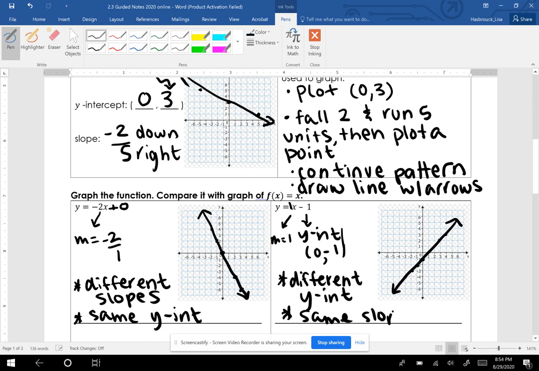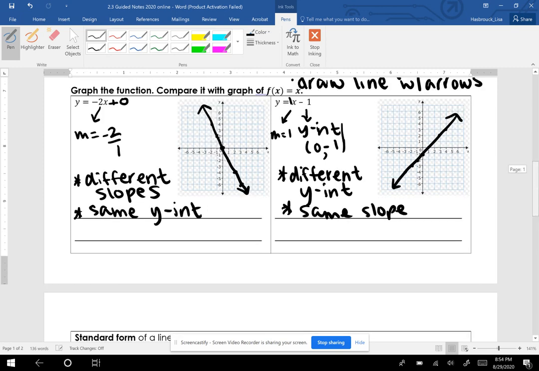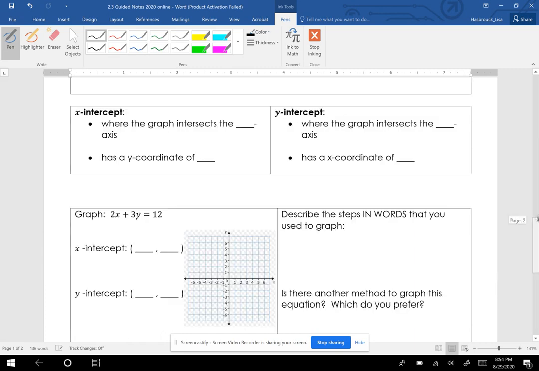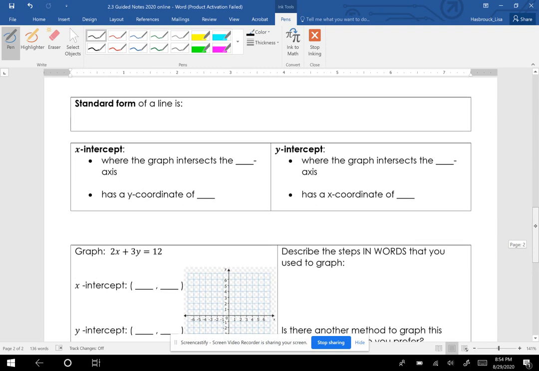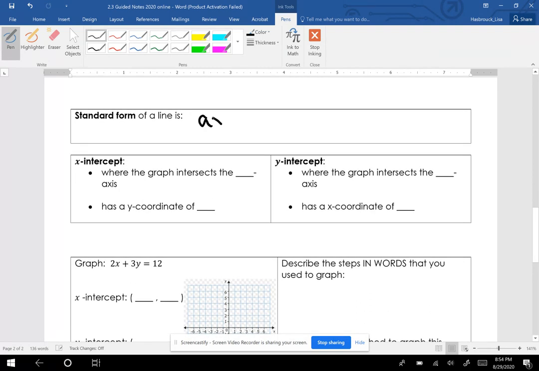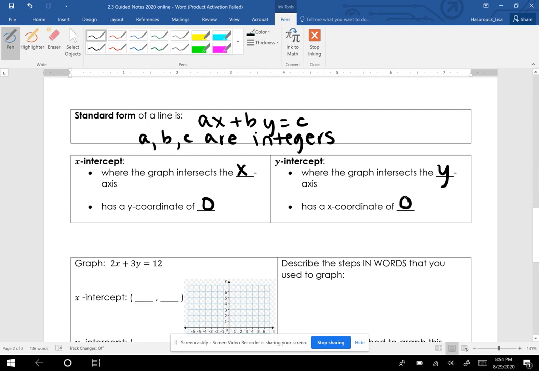Next, we are going to go over the standard form of a line. So for standard form, it's ax plus by equals c, where A, B, and C are integers. So for this, you want to start by finding the x-intercept, which is where the graph intersects the x-axis and has a y-coordinate of 0. For the y-intercept, the graph intersects the y-axis and has an x-coordinate of 0.